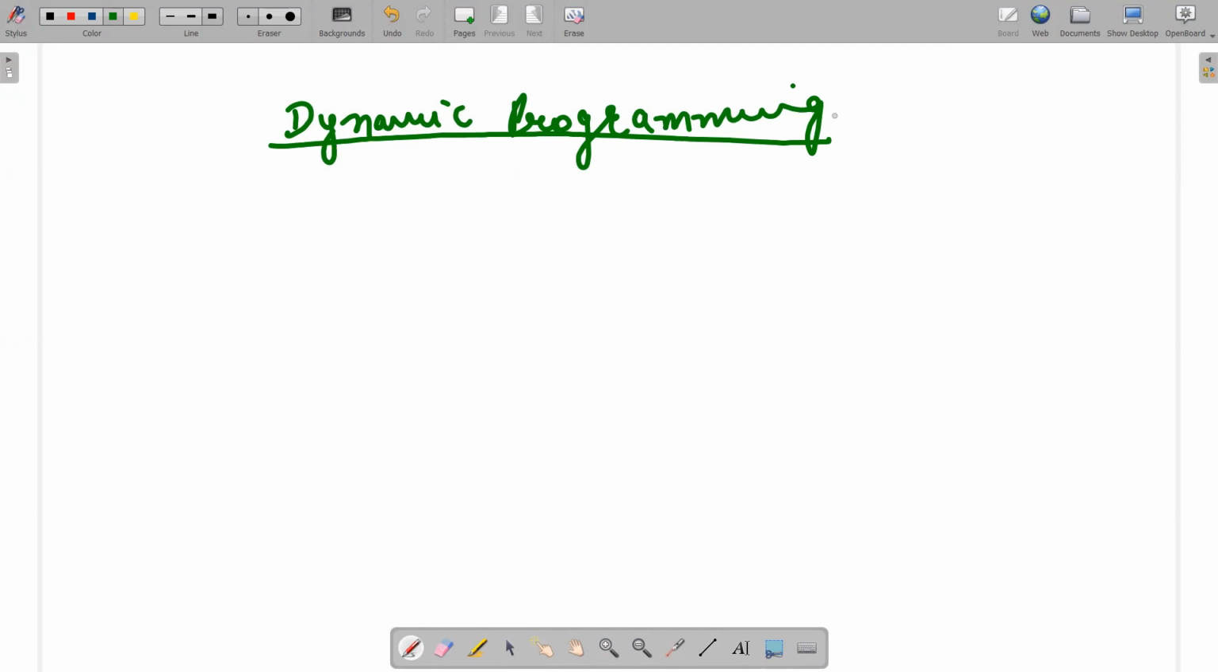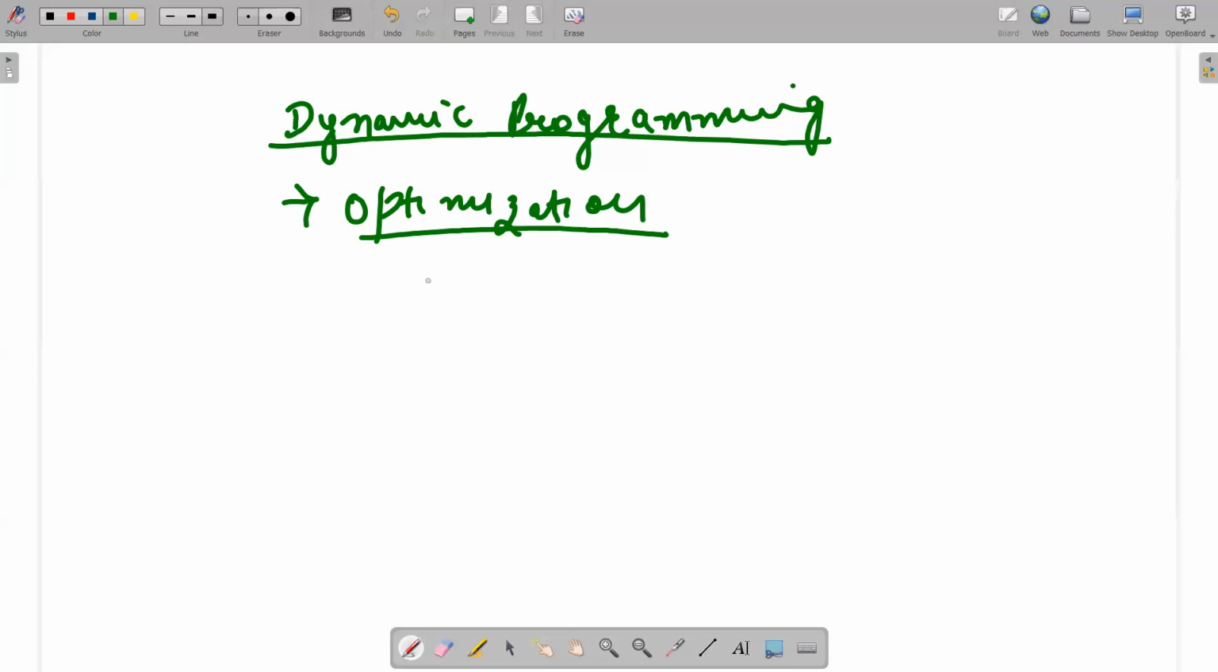But firstly, let's understand what is the use of dynamic programming. Firstly, it is used to provide optimization solutions. Optimized solution or optimization, it's used to solve optimization problems. So what is an optimization problem?